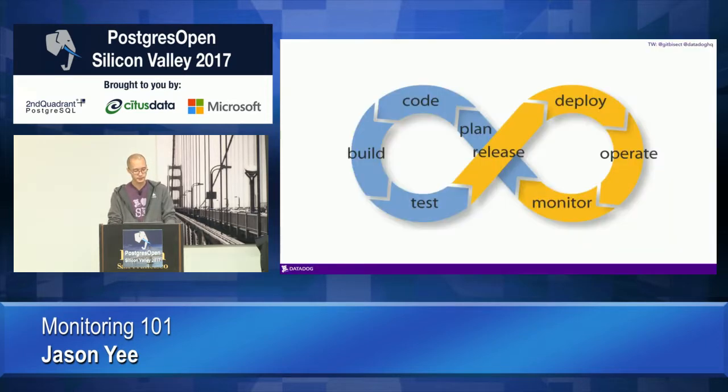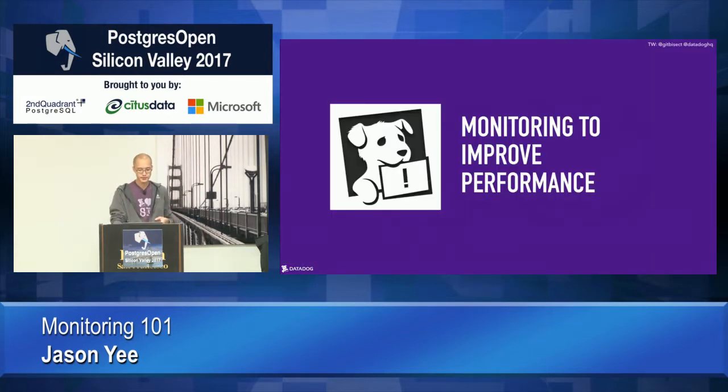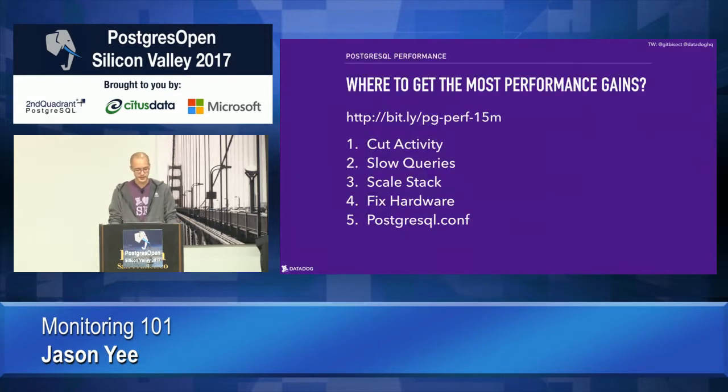Now, you've probably seen this, and this is the agile software loop. The idea that whatever you monitor should go back into the planning to create new features or to create new processes around your business. Well, one way that we like to think of this with that plan and code is to start thinking about performance. So let's talk about monitoring to improve your performance.